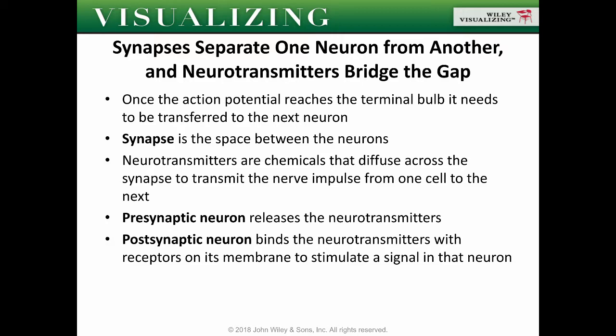So the stimulus is transmitted from the previous neuron to the next neuron through the synapse. This is the space. The synapse, by the way, is just the space between the neurons. And in that synapse is where the neurotransmitters are released by the previous neuron towards the next neuron to activate it. So the presynaptic neuron, the previous neuron, is the one that releases the neurotransmitter, and the postsynaptic neuron binds the neurotransmitter with receptors on its membrane to stimulate signals. So this is where the receptors or the ligand-gated channels are usually located.